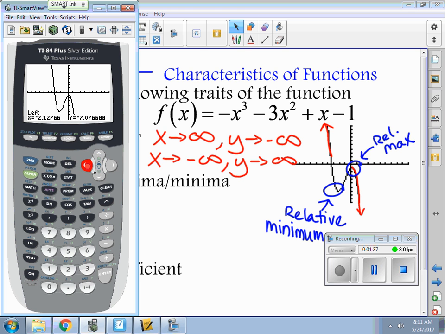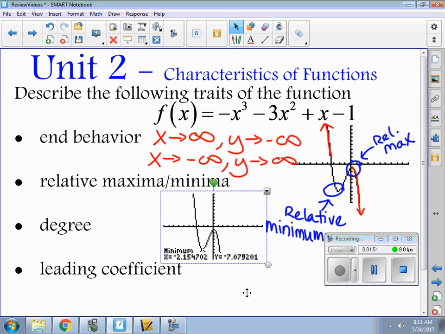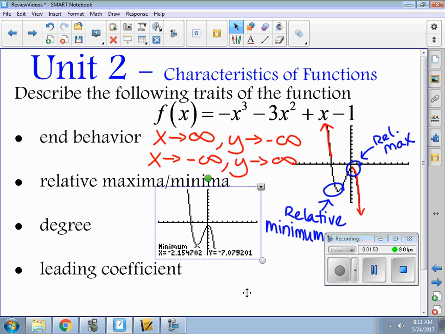When it says left bound, I want to go to the left side of the minimum. Hit enter, and then when it says right bound, I go to the right side of the minimum, and I hit enter, and then I ask it to guess. And it tells me approximately where my minimum is. Okay, so we can see that there in our calculator. Like I said, if they ask for it, it'll be a nice value.